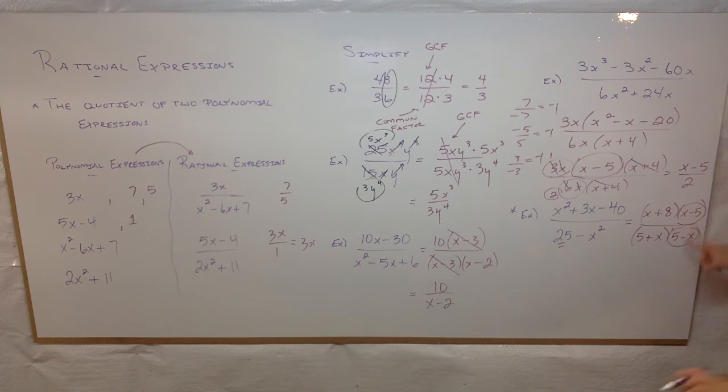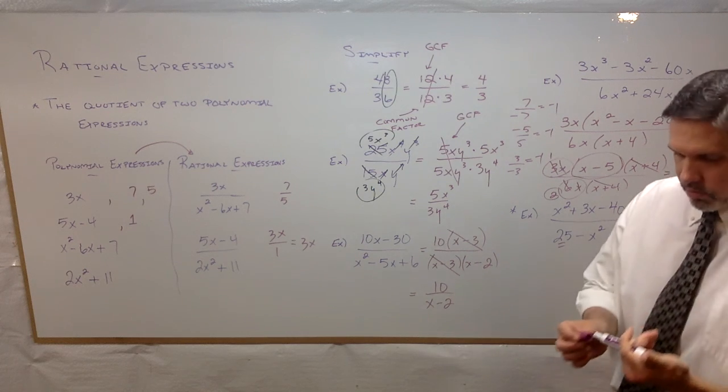So, are we going to cancel x minus 5 and 5 minus x? The answer is yes, but there's going to be a negative 1 left over. So we would write our final answer. We'll put that negative right in front of the fraction, right in the middle. And then the numerator is x plus 8. The denominator is 5 plus x. And we'll call that our final answer. Right?